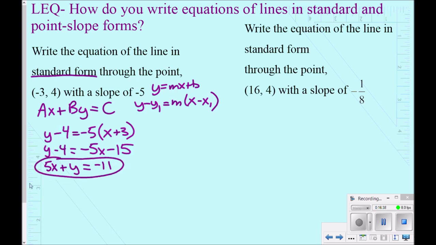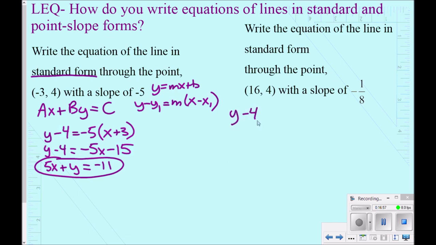Okay. Next one, I'd like you to do the exact same way using the point, using the slope, using point slope, and then changing your answer into standard form. I would suggest that you pause the video and try it on your own and then play to check your answer. Okay, so let's go over that.